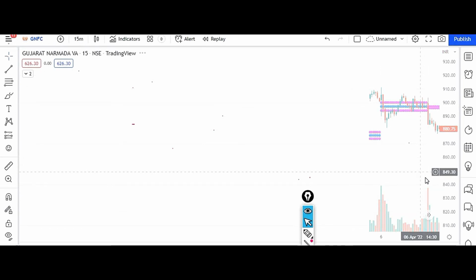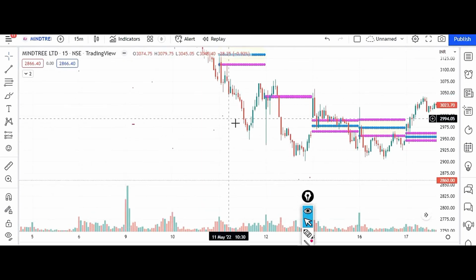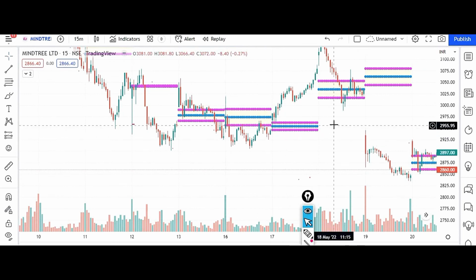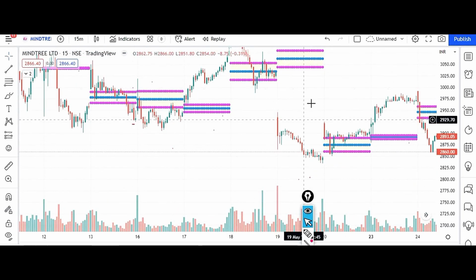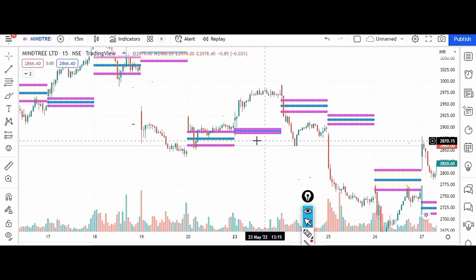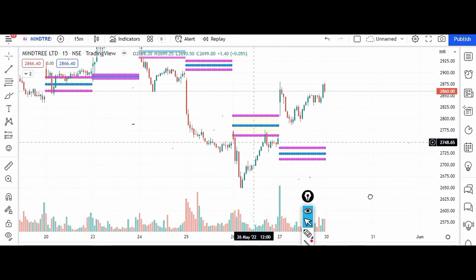Stock selection is also very important. Do backtesting yourself and select your stocks based on momentum. For intraday, you can select stocks that have good liquidity. See the momentum.